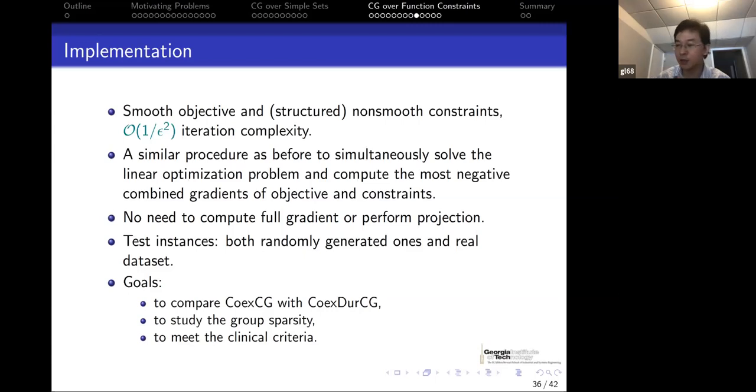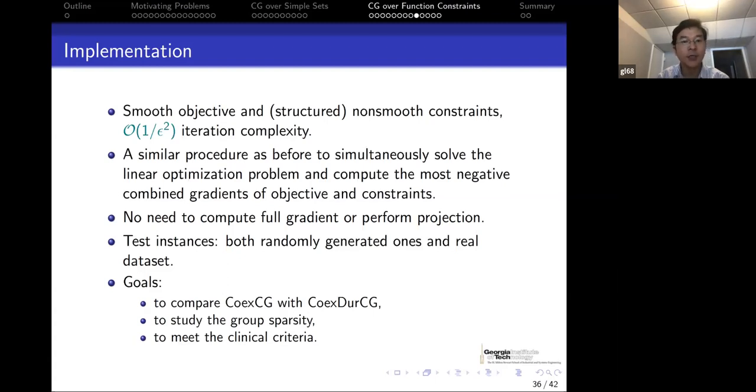Okay, for solving this problem, in order to test the algorithm, we applied both randomly generated instances and also some real data sets. Our goal is to compare the CoexCG, which requires us to fix the number of iterations, and CoexDurCG, which is more adaptive. And also we want to study the sparsity constraint.